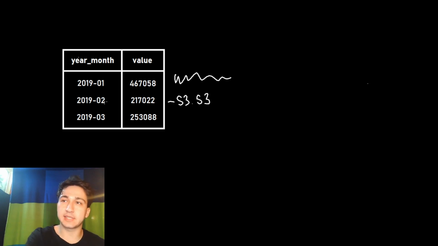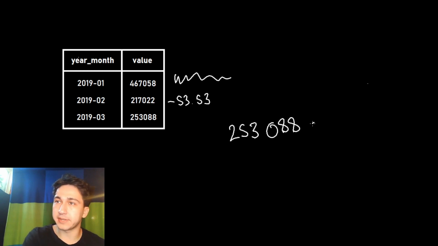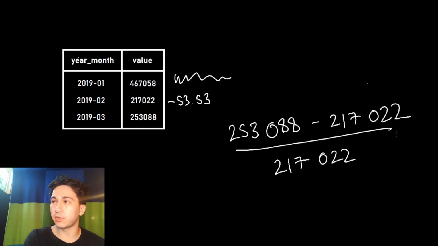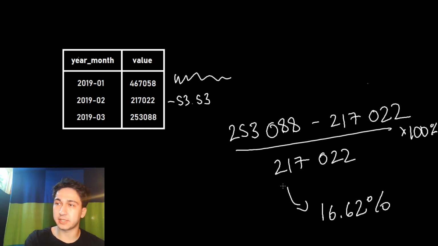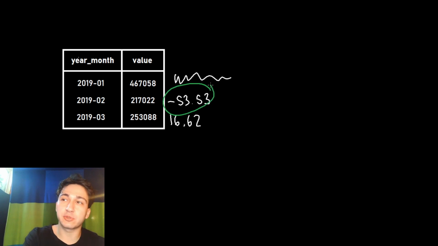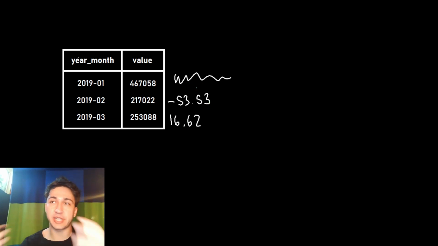Okay, now next, let's compare February to March, the percentage change in revenue. So our current month is March, current revenue minus the previous month revenue of February, divided by the previous month, and then multiply by 100 again to get a percentage. This will give us 16.62%. Our percentage change will be 16.62. So what this percentage represents is just the value of the company changing from month to month.